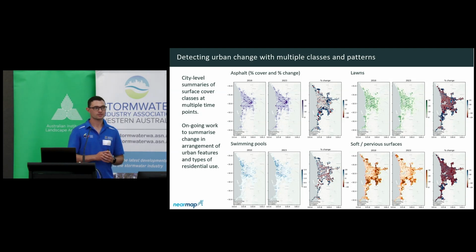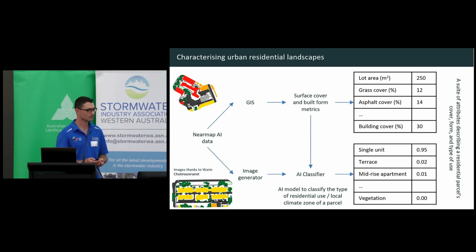So we've got down our workflow for mapping out surface cover at scale, and we're now focusing on developing metrics that allow us to characterize the arrangement of urban elements inside each parcel, and also to begin thinking about how we can map out the type of residential use that's occurring in each parcel as well. And this is a schematic of the method that I'm putting together at the moment, working a lot with Warren, who's at the back with the camera.